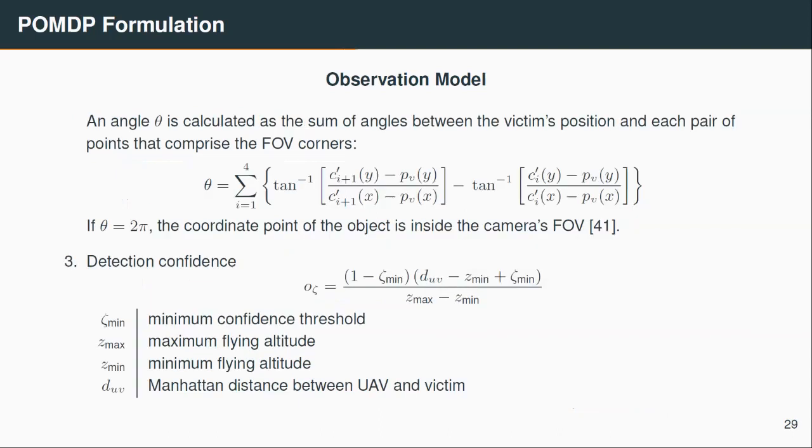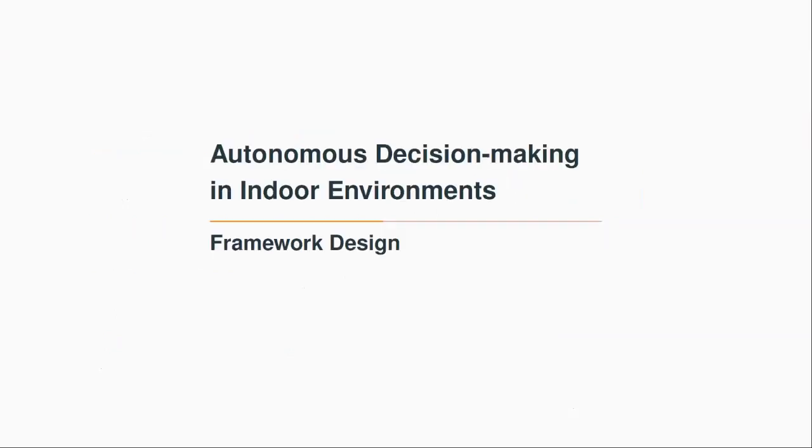This equation essentially computes the sum of angles between the victim position and each pair of points that comprise the field of view corners. If that angle equals 2 pi, the coordinate point of the object will be inside of the camera's field of view. Lastly, the third component is the detection confidence, defined using this linear equation that essentially tells us that the closer the UAV is to the victim or the object of interest, the higher the confidence in the detection, and vice versa.